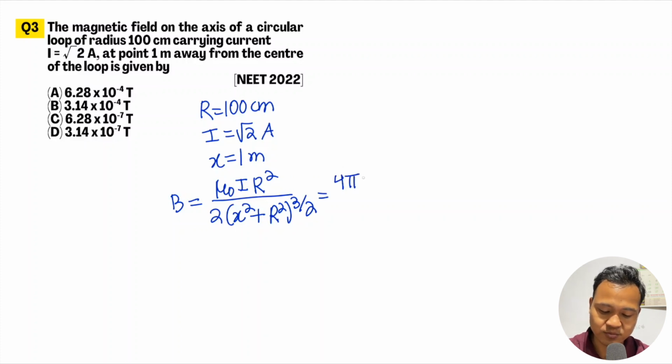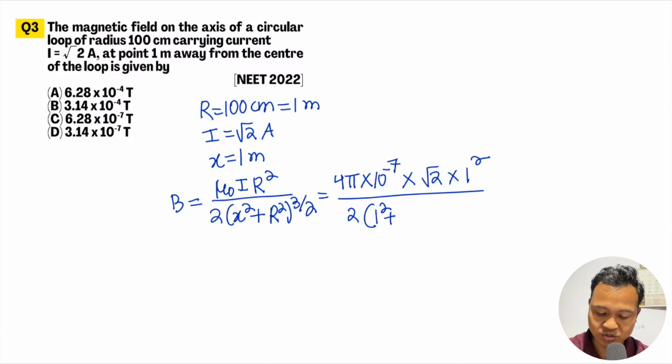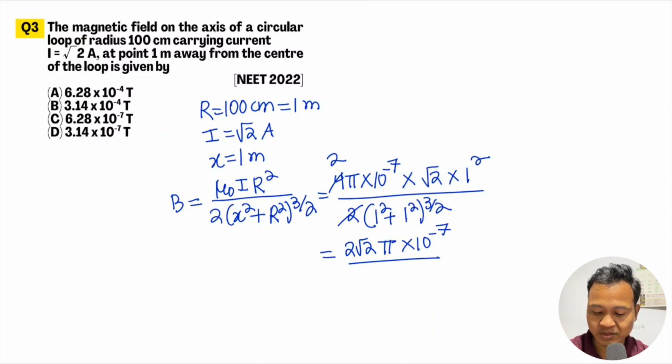Now mu naught is 4 pi into 10 power minus 7. Current is √2, r square, r is 100 centimeter which is 1 meter. So 1 square, divided by 2 into x square plus r square, x is 1 and r is 1, so power 3 by 2. So 2 and 4, so 2 √2 into pi into 10 power minus 7 divided by 1 plus 1 to 2, 2 power 3 by 2.